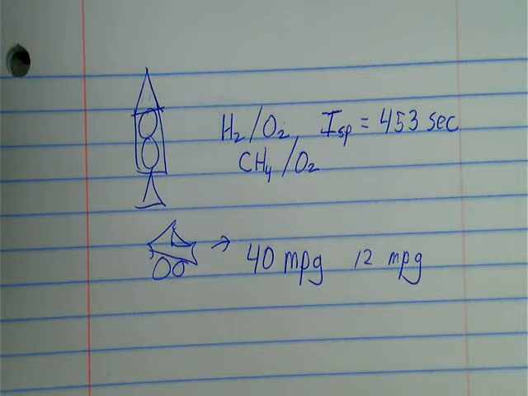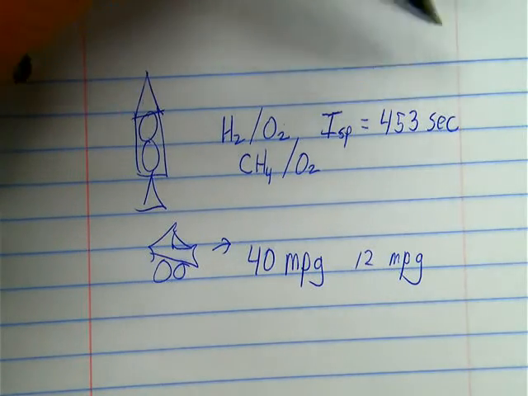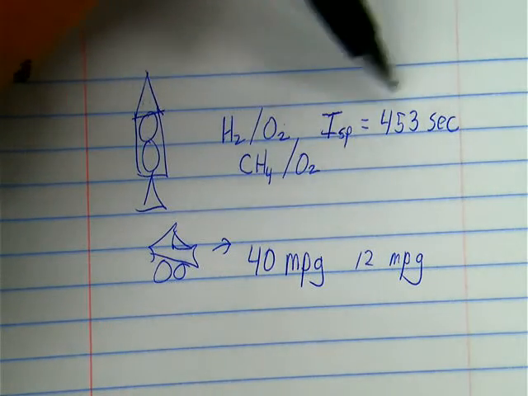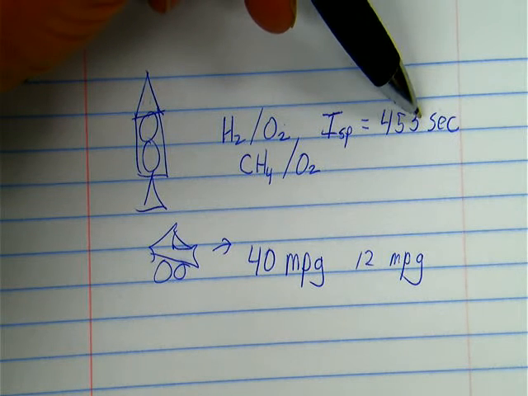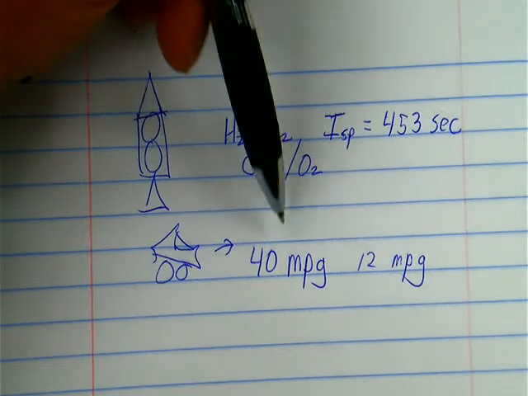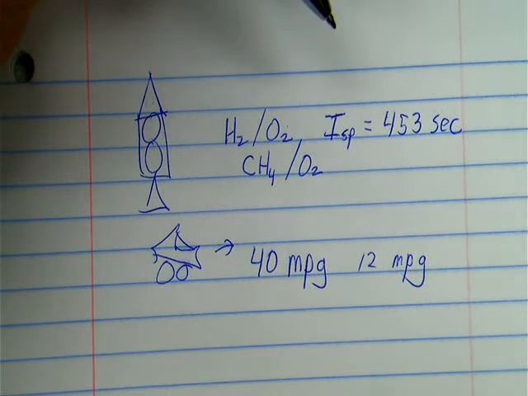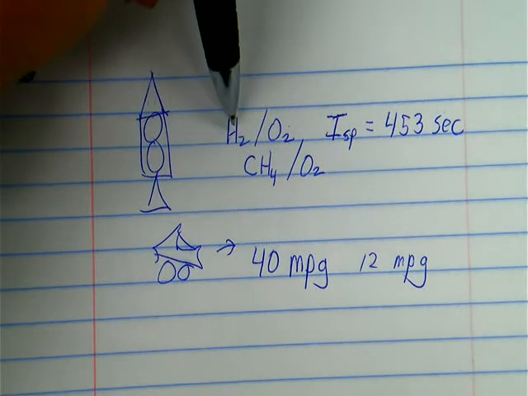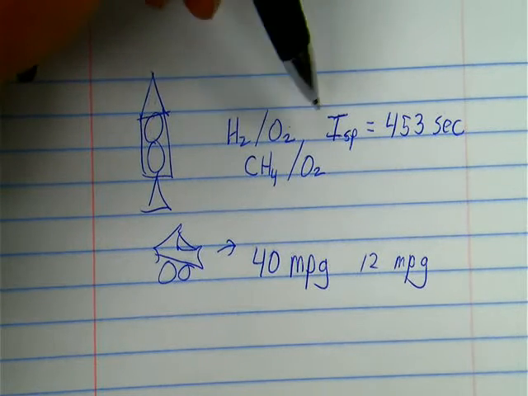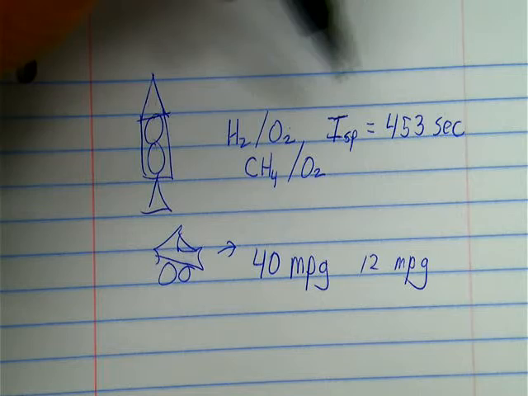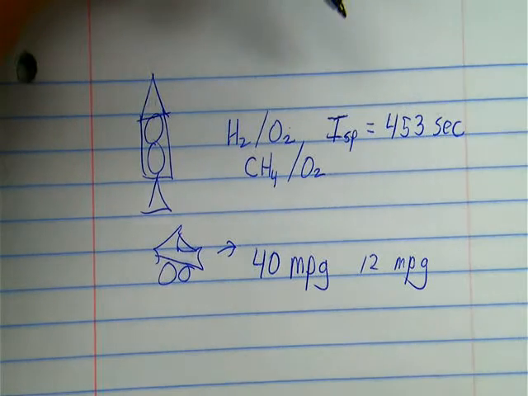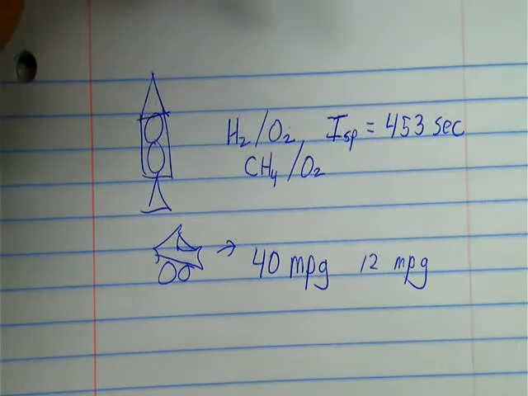And this measure here is similar to miles per gallon. It's defined as the number of seconds that 1 pound of fuel can provide 1 pound of thrust. So if I had 1 pound of fuel made out of liquid hydrogen, liquid oxygen as my fuel and oxidizer combination, then it could provide 1 pound of thrust for 453 seconds of time. And that is about the very highest that we can achieve with current chemical propulsion technology.